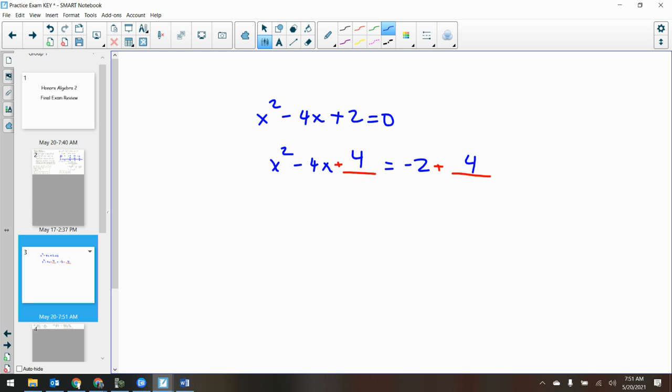Because you take half of b, -4, half of that is -2, and you square it, you get +4. And the goal of that is to make this thing factorable. So (x minus 2) squared is equal to 2, square root it. x minus 2 is equal to plus or minus radical 2, and add the 2. I didn't even have to pick up a calculator.